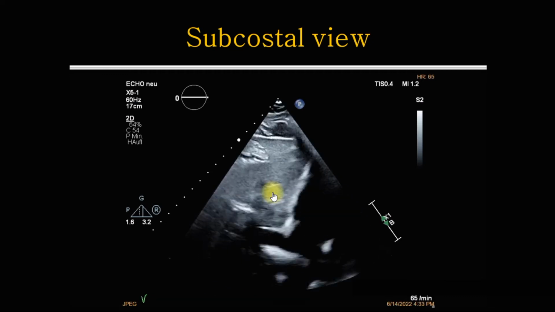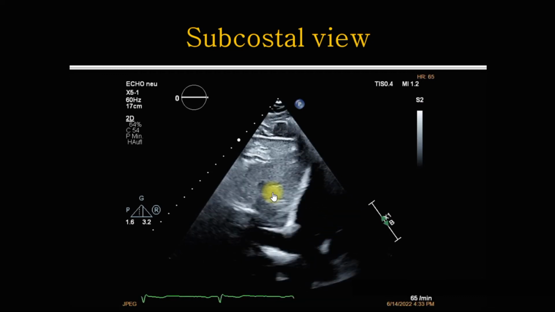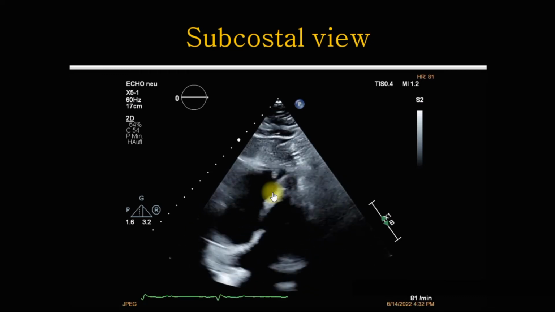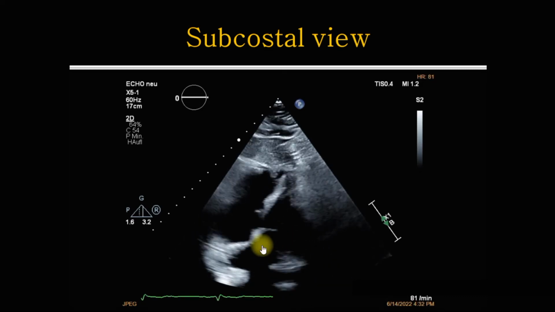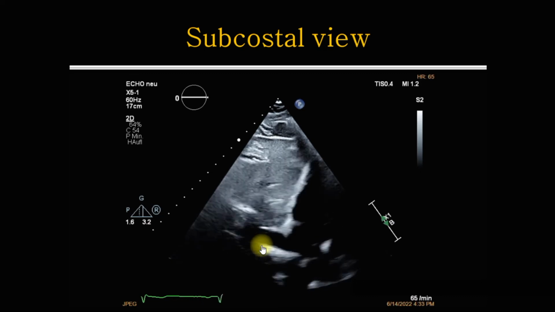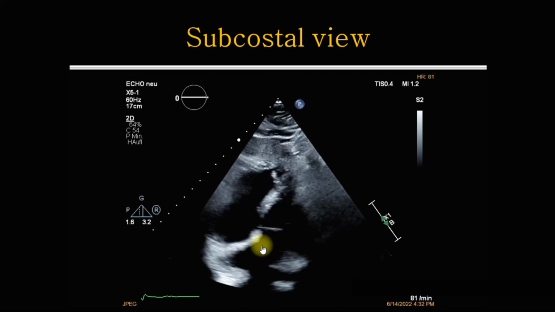In the subcostal view, we see the heart from the diaphragmatic surface. We can see here part of the interventricular septum, right ventricle. Here is part of the left ventricle, left atrium, mitral valve. Here is the tricuspid valve.